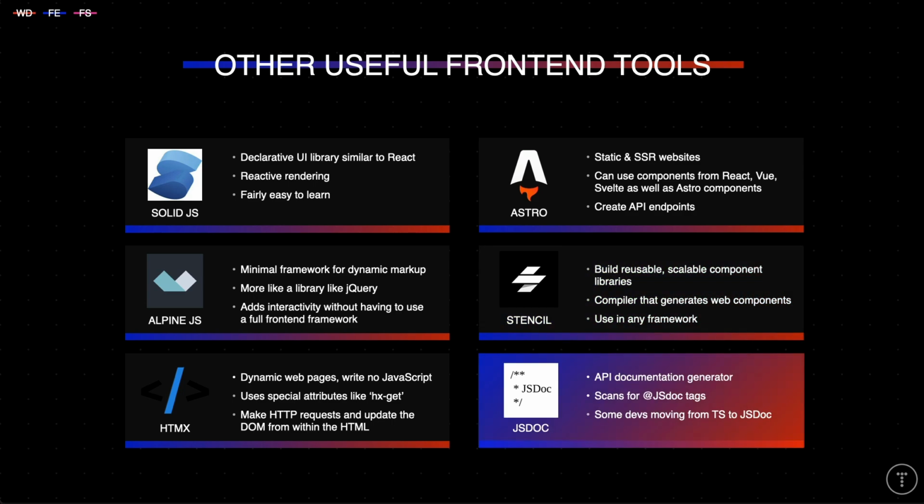So JSDoc is something that has been around for a while. I actually did a crash course on it years ago that I forgot about, but I'm seeing a lot of it lately where people are using it in place of TypeScript. And it's actually an API documentation generator for JavaScript, but it can be used to add types to your JavaScript code. It's not as robust as TypeScript, but it's a lot easier to get into. And I'd suggest looking into it and seeing if it's something that you might benefit from.